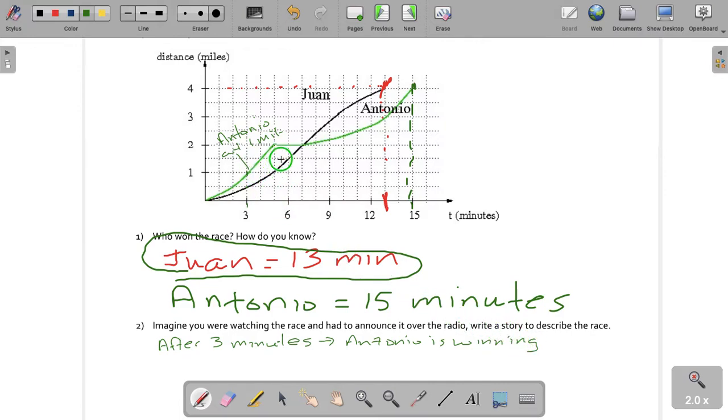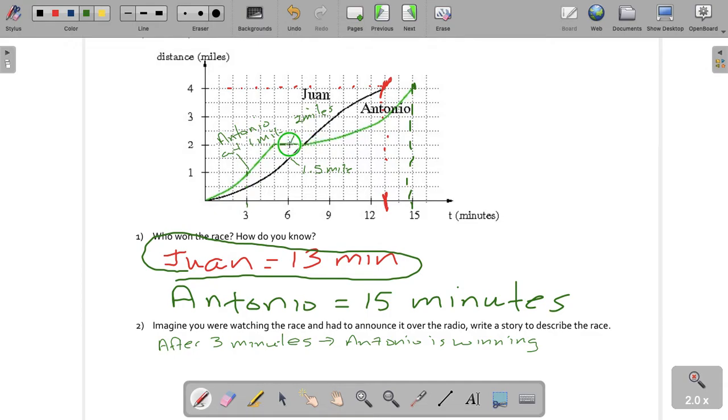Okay, after 6 minutes, right? After 6 minutes, it looks like Juan here, this black curve, when I slide over, is at 1.5 miles. And Antonio is still at 2 miles. Okay. Looks like we got a little flat spot here. At the 5-minute mark, Antonio's at 2 miles. At the 6-minute mark, Antonio's at 2 miles. Even almost to the 7-minute mark, Antonio's at 2 miles.